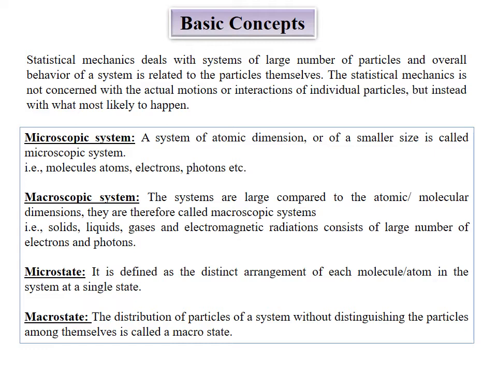Again, the state of the system is of two types. One is microstate and the other one is macrostate. The microstate is defined as the distinct arrangement of each molecule or atom in the system at a single state. The macrostate is defined as the distribution of particles of a system without distinguishing the particles among themselves.